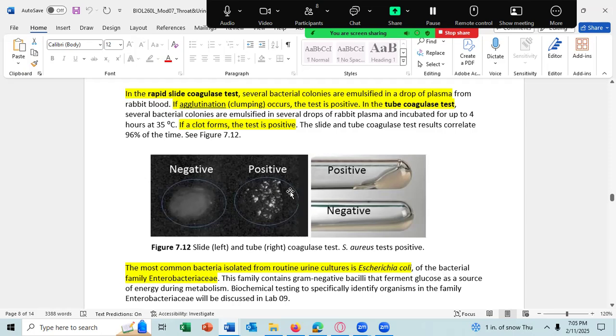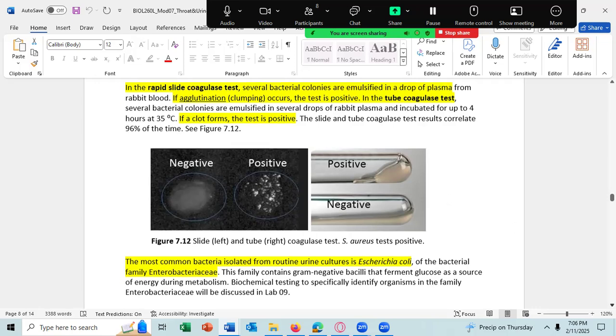There's also the tube test, and the plasma is a liquid, so the coagulase negative organism will not form a clot, and you can tilt the tube and it'll run because it's a liquid. And if you tilt the tube that's coagulase positive, meaning Staphylococcus aureus is the bacteria in this tube, then you'll get it clotting and you'll see it clumping like that. All right, any question about that?